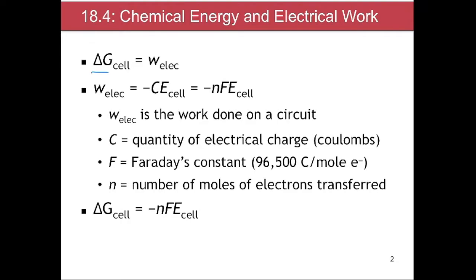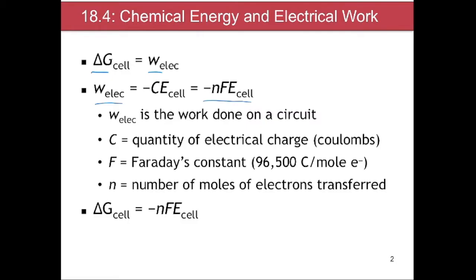So if we take that logic and apply it to electrochemical cells, it makes sense that if we want to do electrical work or electrochemical work, then that would also be directly related to the amount of free energy available to do useful work. So the delta G of an electrochemical cell is going to be equal to the work done by an electrochemical cell. And we can calculate the work that is done by electrochemical cells using this equation here.